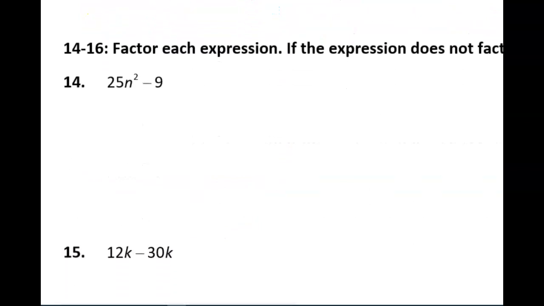Number 14, 25n squared minus 9. What you'll notice is that we have two perfect squares here with a minus sign in between them. So the two factors are 5n plus 3 times 5n minus 3.